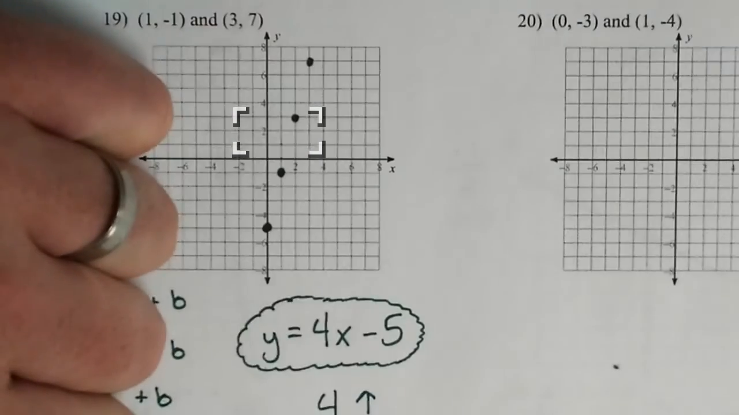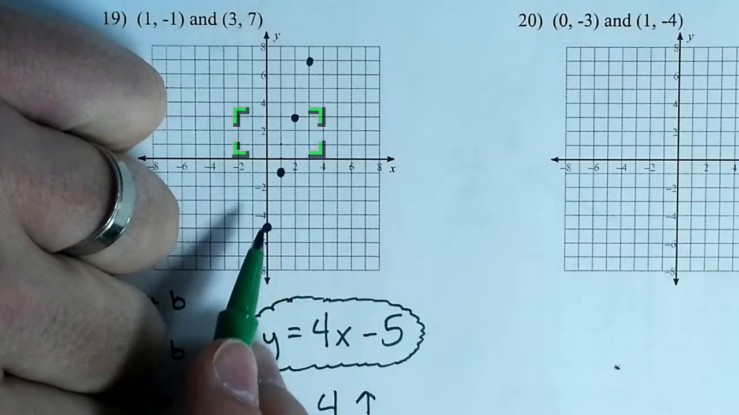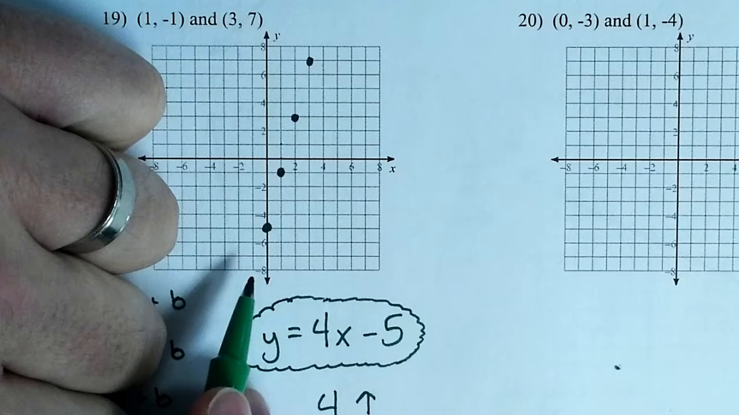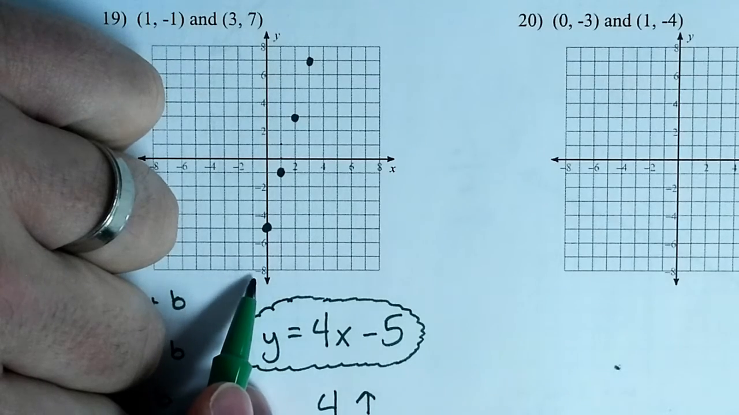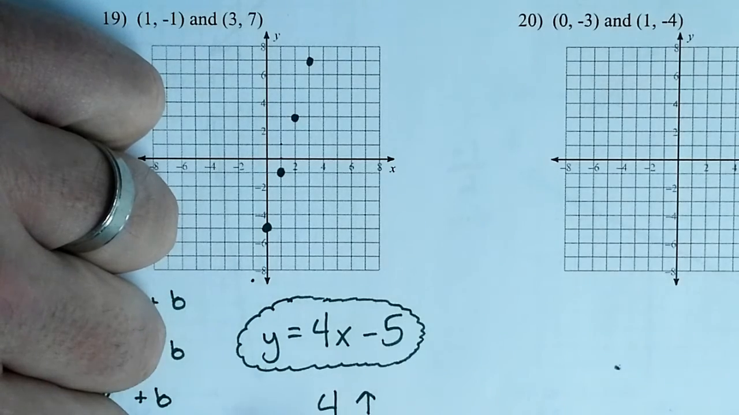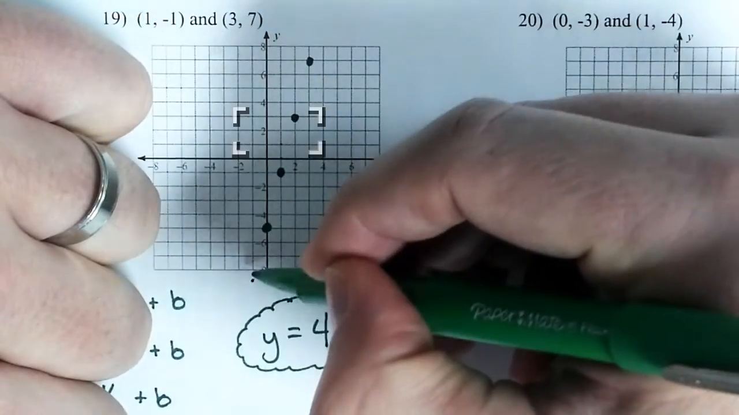All we have to do is connect our dots because we can't go the other way. We can go down 4, left 1, but I don't think we have enough space. It would be just off the graph right about there. That's what I'm talking about.